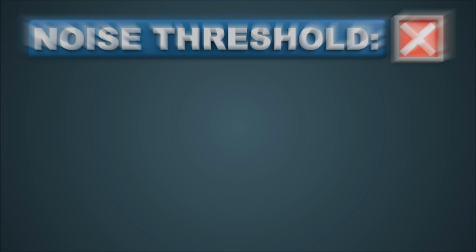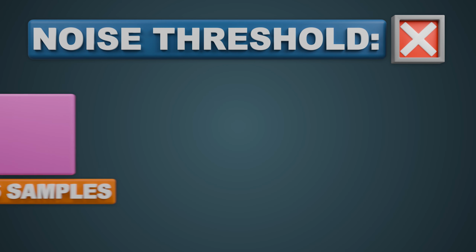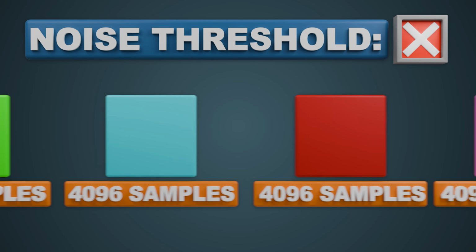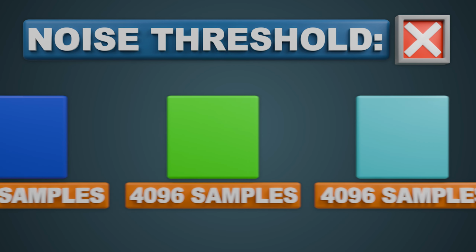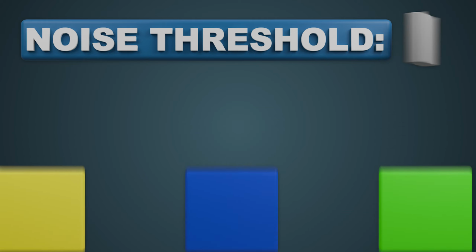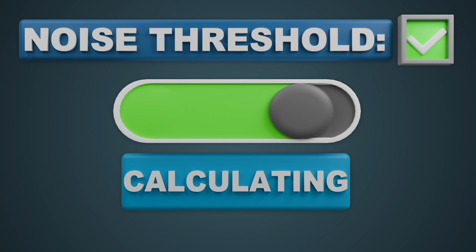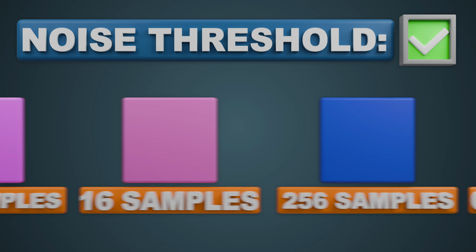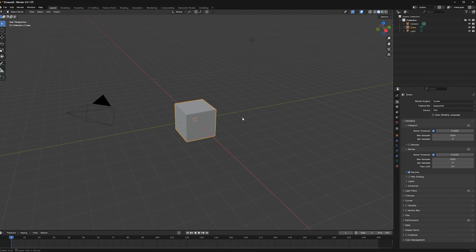Let me explain. Without Noise Threshold, Blender would render every single pixel with the same amount of samples, even if some pixels are already clean and ready. This wastes a lot of time. So what Noise Threshold does is it determines how many samples a pixel actually needs before it can be considered clean and ready. Now that we know what the Noise Threshold does, let's choose the number to set it to.